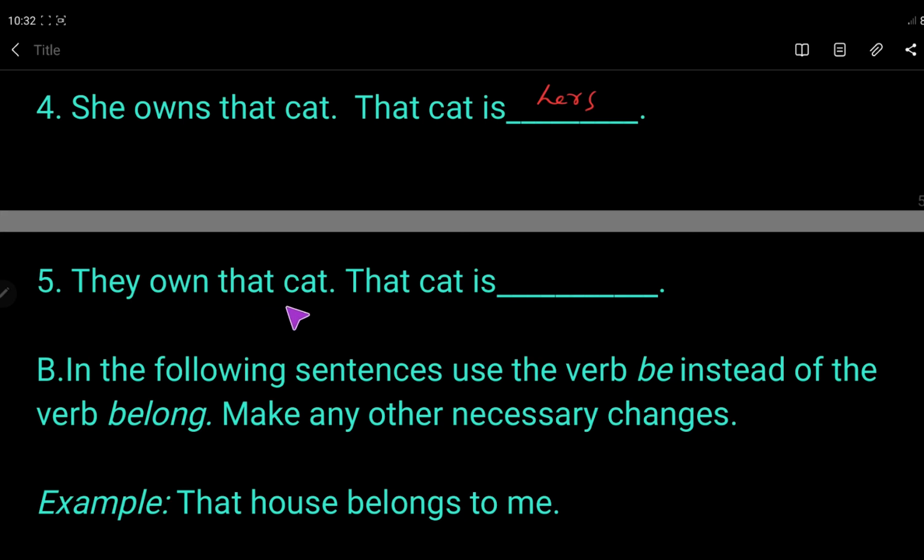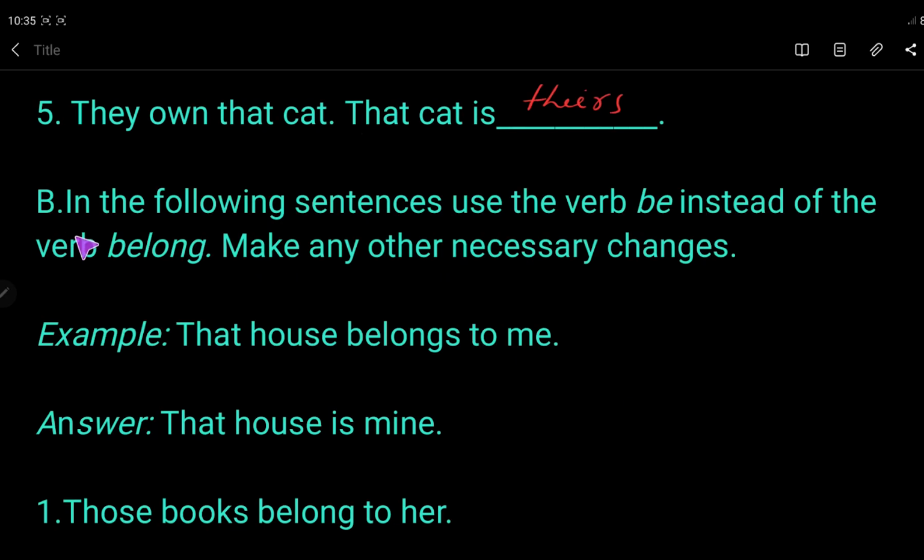They own that cat is theirs. B number exercise, it is written here: in the following sentences use the verb be instead of the verb belong. Make any other necessary changes. Remember what is verb be. To do this exercise you just need to remember some words like am, is, are, was or were.